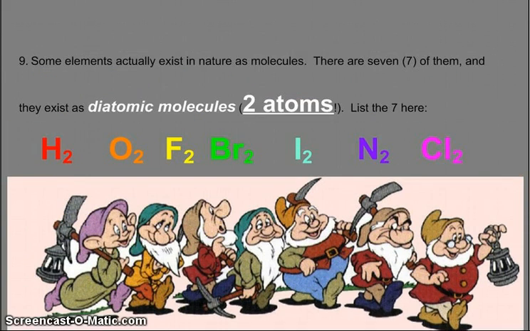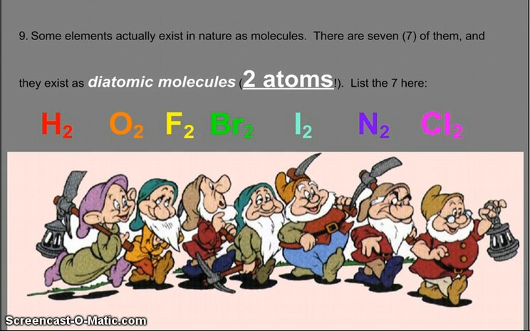There are actually seven elements that exist in nature as molecules, particularly diatomic molecules, meaning two atoms together. And here we see the 7 elements: hydrogen, oxygen, fluorine, bromine, iodine, nitrogen, and chlorine. Now you do want to remember these because when we write chemical equations and balance chemical equations and everything like that, we need to make sure we're using these formulas for these 7 elements.